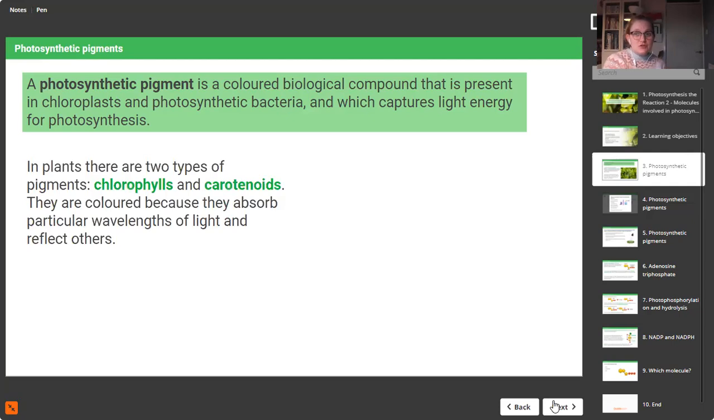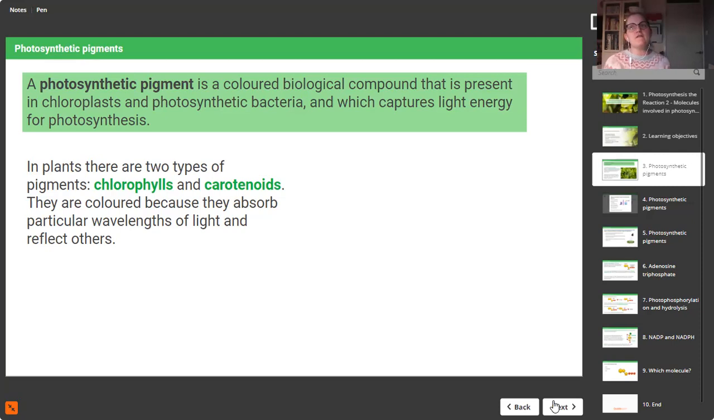So in plants, we have two types of photosynthetic pigments. We have chlorophylls, which are those green ones that we see in plants and that we talk about a lot being present in chloroplasts. And we also have carotenoids. I was saying yesterday that the word is very similar to carrots, and that's because that's the pigmentation that we find in carrots as well, that gives them that orange colour.